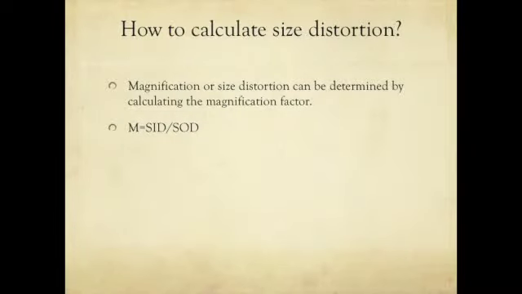How to calculate size distortion. Magnification or size distortion can be determined by calculating the magnification factor. This is M equals SID over SOD.